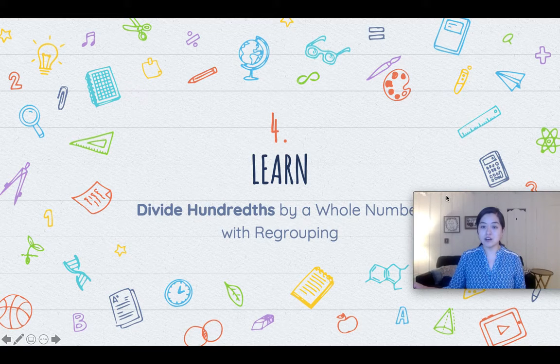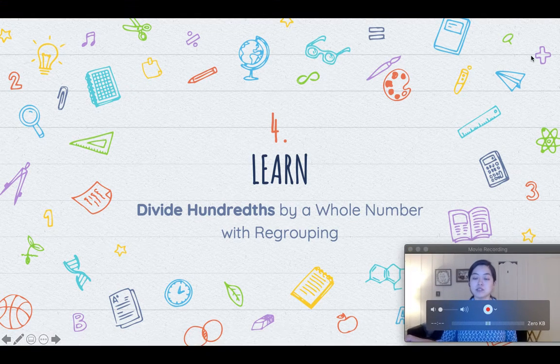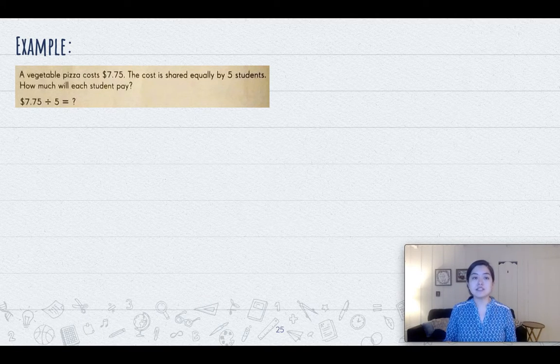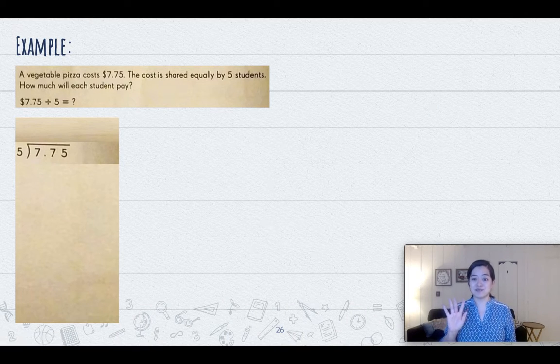So now we're going to keep continuing dividing hundredths. Look at this example. A vegetable pizza costs $7.75. The cost is shared equally by 5 students. How much will each student pay? So we're going to divide the cost of this pizza, $7.75, by 5. Wow, that's a really good deal on pizza, if 5 people can share that pizza. All right, so here it is set up as long division.